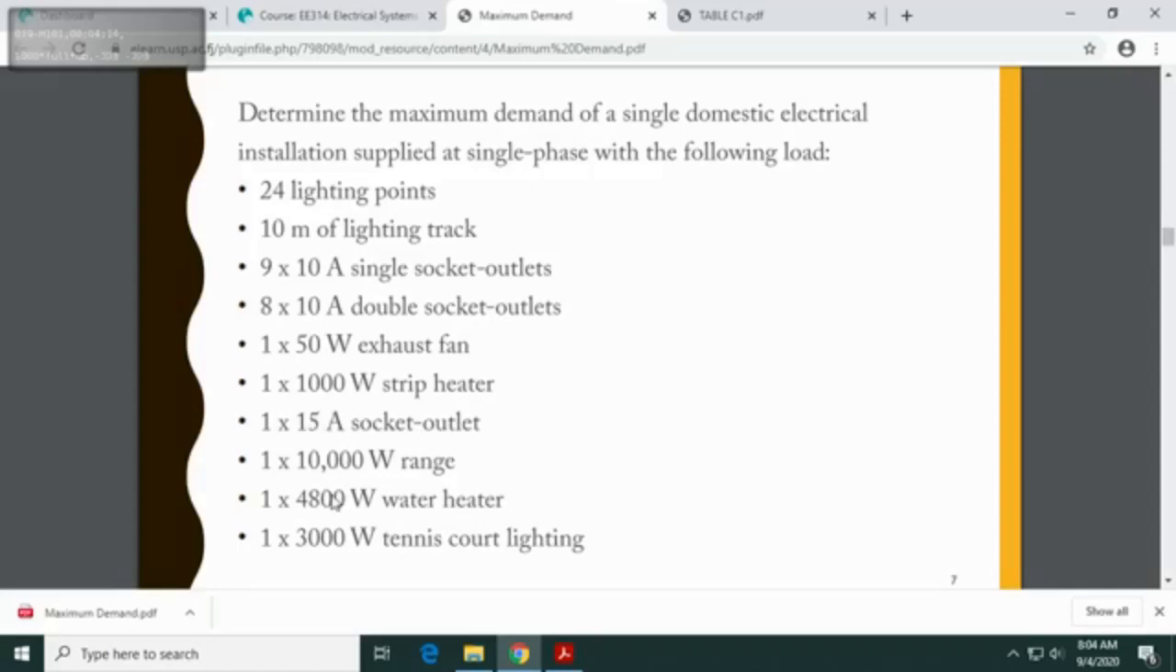Okay, let me just write down the remaining equipment. So we have 1 by 15 amp socket outlet, 1 by 10,000 watt range, 1 by 4,800 watt water heater, and finally 1 by 3,000 watt tennis court lighting.